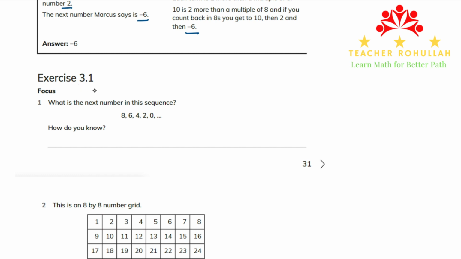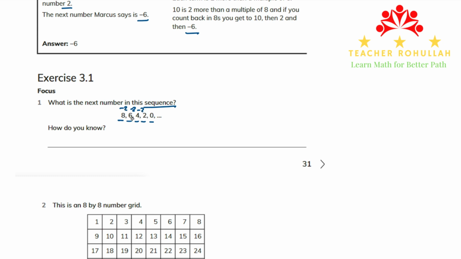In question number 1 of exercise 3.1, it says, what is the next number in this sequence? A sequence, you know, is a series of numbers that follow a rule. Here it says, what is the next number? We have 8, 6, 4, 2, 0, and the other number that we don't have. How can we find this number? If we look closely at the numbers, 8 is subtracted by 2. Then 6 is subtracted by 2. 4 is also subtracted by 2.